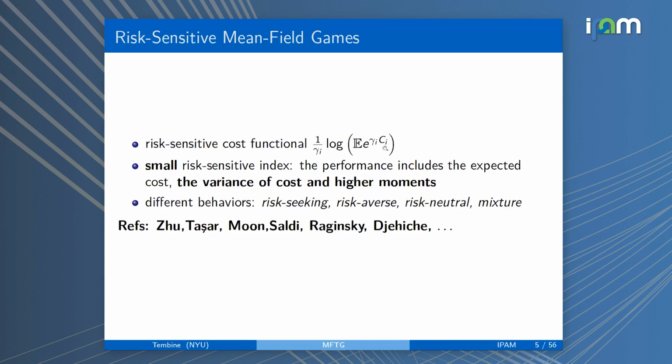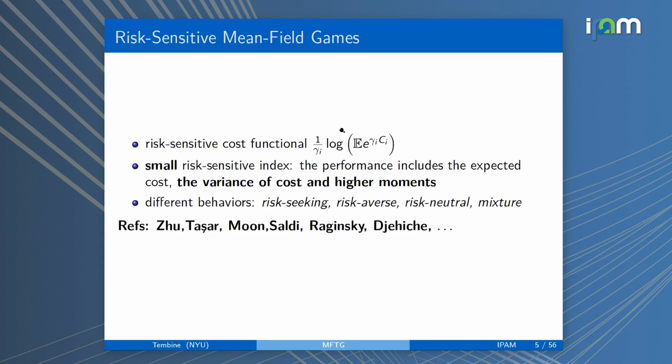Now, when gamma is positive, you are taking a risk. You are risk seeking. When it's negative, you are risk averse. When it goes to 0, you are risk neutral. And when gamma is small, you can see by a Taylor expansion here that the second order term would be the variance of C_i. So you look at not only the first order, but also the second order and higher orders, because the exponential involves all the moments, right? So you get higher order terms of the cost function.